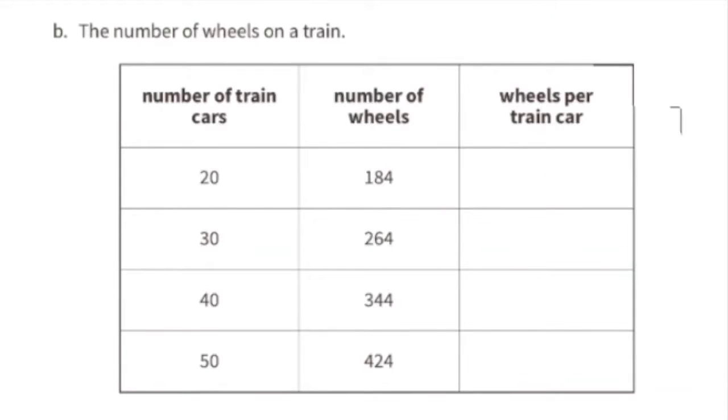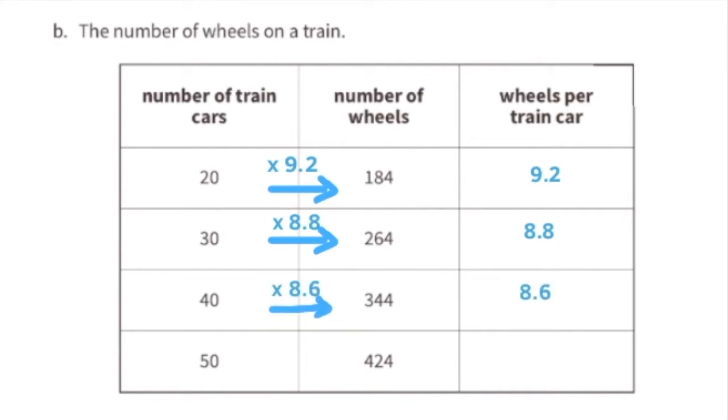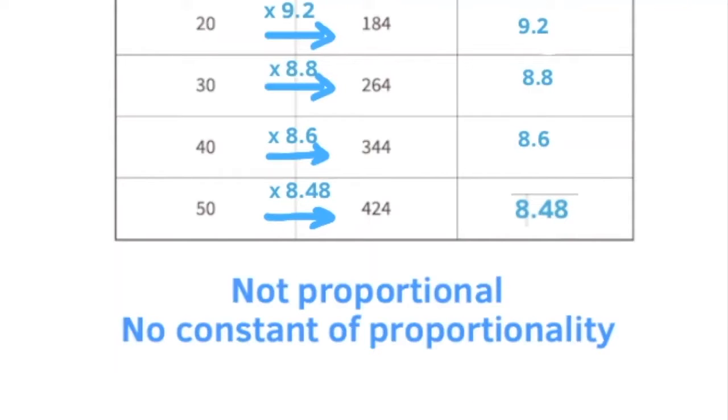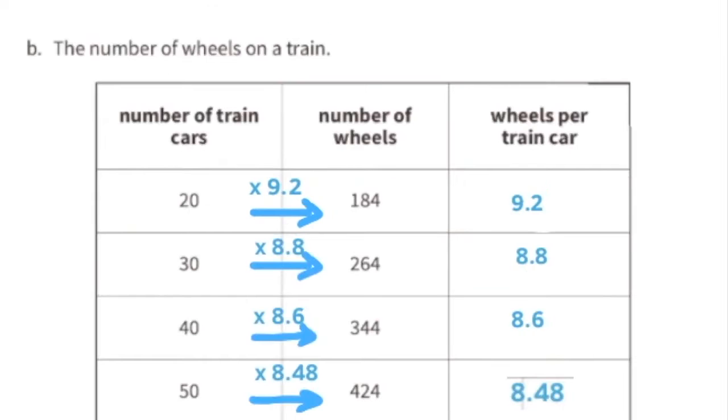B. The number of wheels on a train. 20 times 9.2 equals 184. 30 times 8.8 equals 264. 40 times 8.6 equals 344. And 50 times 8.48 equals 424. In this table, the number of wheels on a train is not proportional to the number of train cars, because you are not consistently multiplying the number of train cars by the same number to figure out the number of wheels on the train.